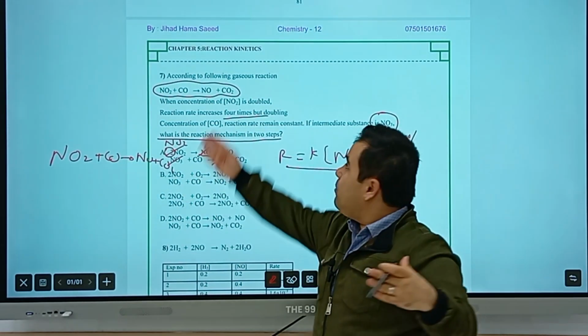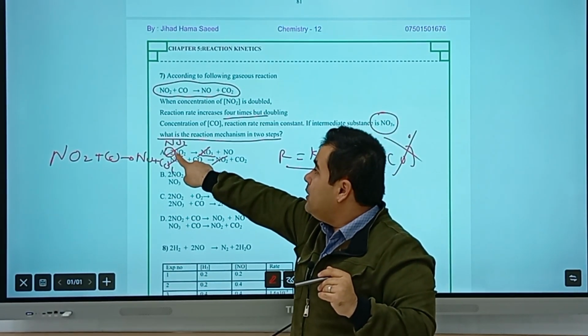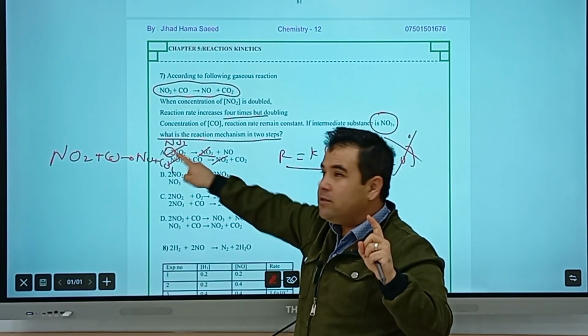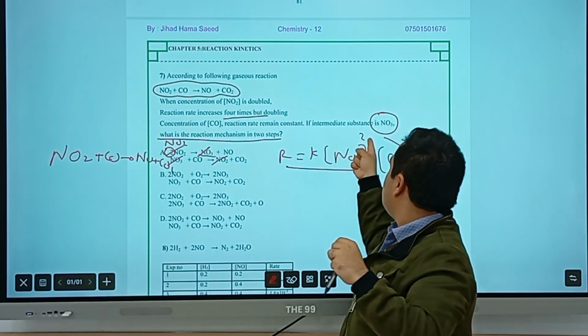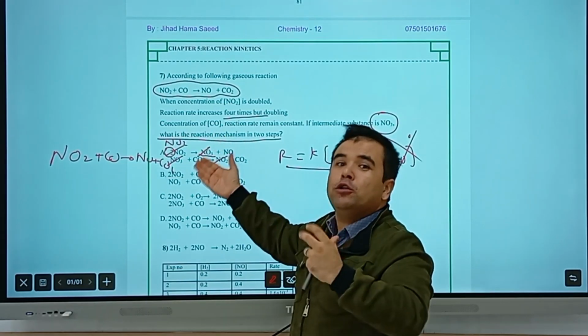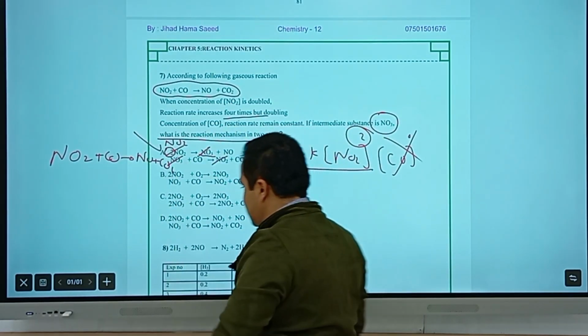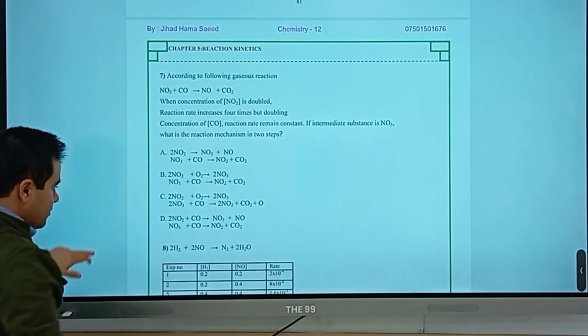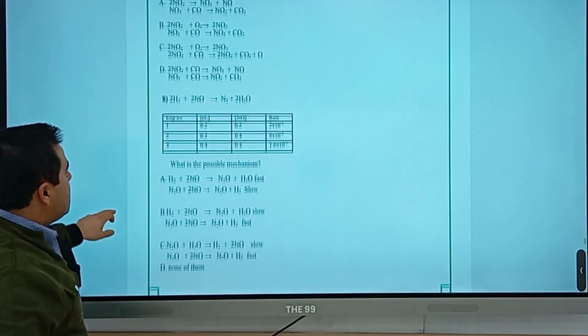We get the main equation, and it satisfies the condition that NO2 is in the reactant, because the rate depends on NO2 only to the power of 2. And NO3 is in the product of the first step. A is the correct answer and the others are incorrect.